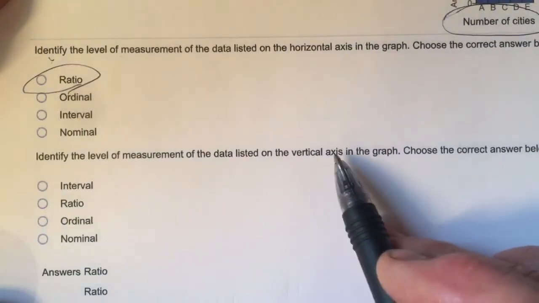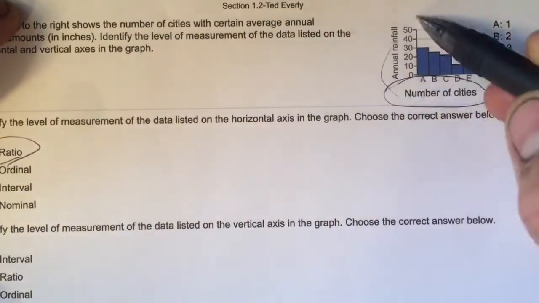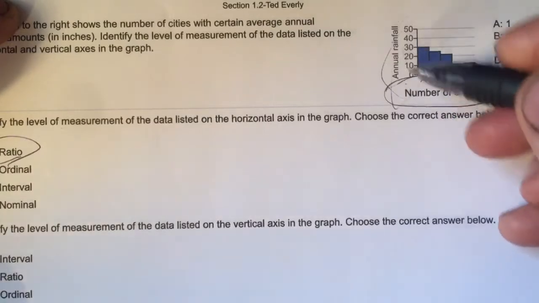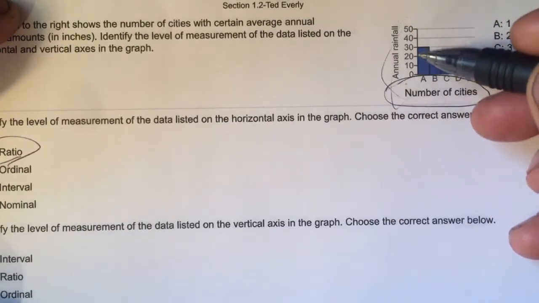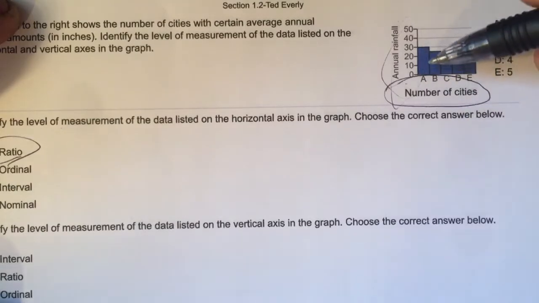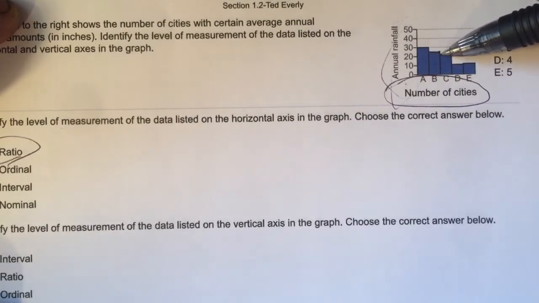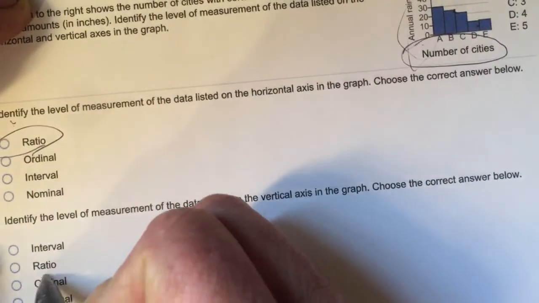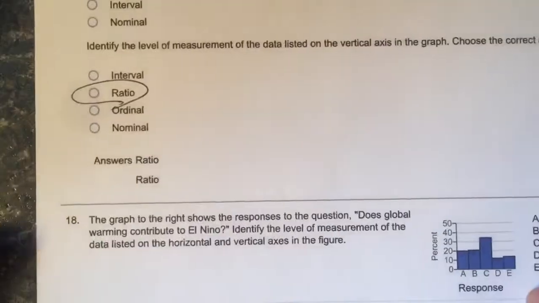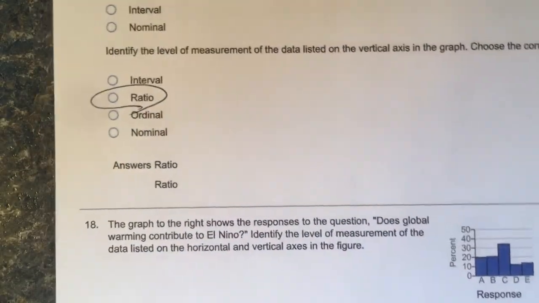Identify the level of measurement on the vertical axis. We're talking about the annual rainfall, and you can subtract them to see how much one's more than another, or you can divide them. If you look at this one here, B, it looks like it's double what D is. So this would be ratio also. Both these are ratio. You can see the answer right there.